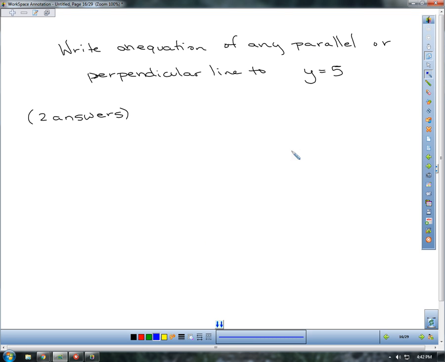Once again, I wanted to make sure that we understood our special cases of horizontal and vertical lines. So write an equation of any parallel or perpendicular line to y equals 5. So if I want to be parallel to it, all I have to do is say y equals another number, y equals 2. If I looked at the graph of that, I'd have one line here and one line here. Those two lines are parallel. If I want to be perpendicular to that line, so this was parallel.